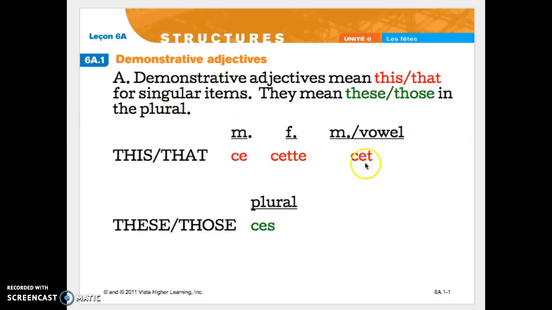If your item is masculine singular and starts with a vowel, you also use a word set, but it's spelled C-E-T. These and those are both handled by the French plural word c'est.